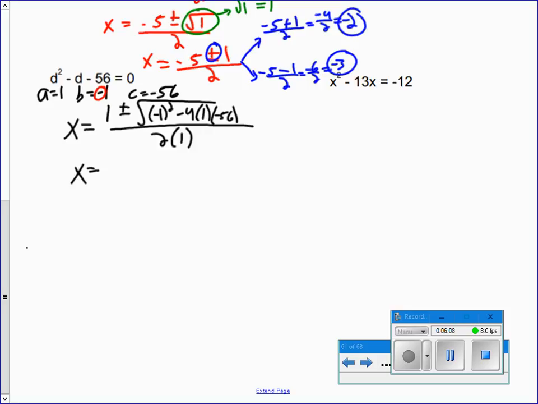The more you practice, the more familiar and comfortable you'll be with the quadratic formula, remembering the formula and where all the pieces go. Everything from here on out is just simplifying. Again, we're following order of operations. So we're going to square that. Negative 1 squared makes a positive 1. Negative 4 times 1 is negative 4. That's times negative 56, which would be 224.